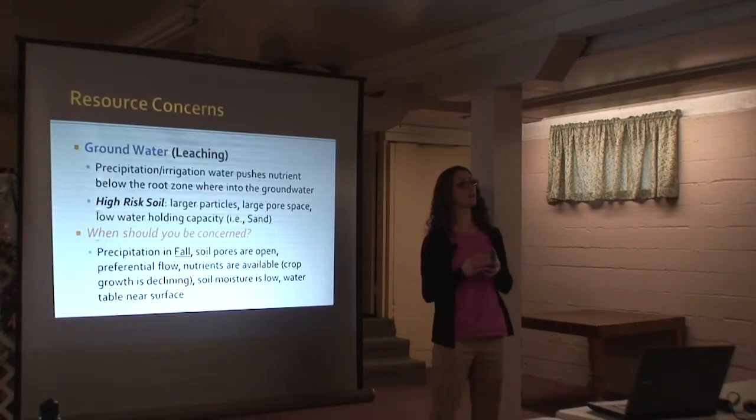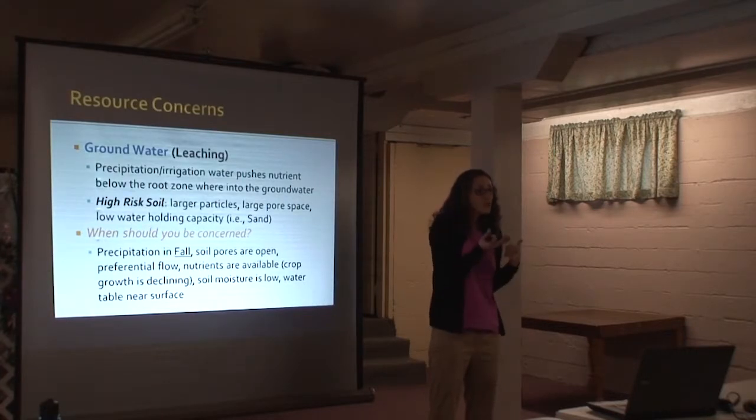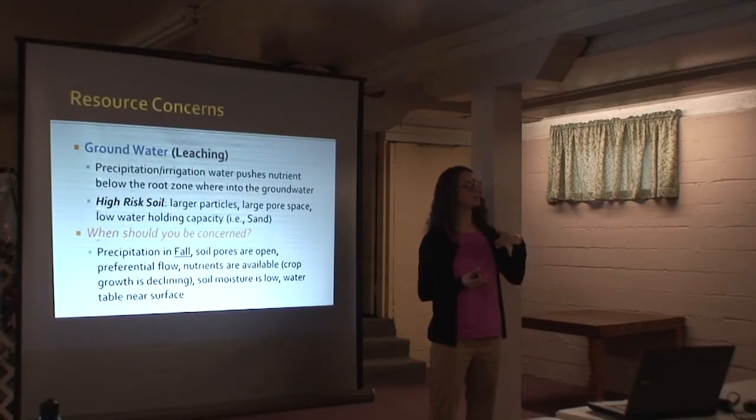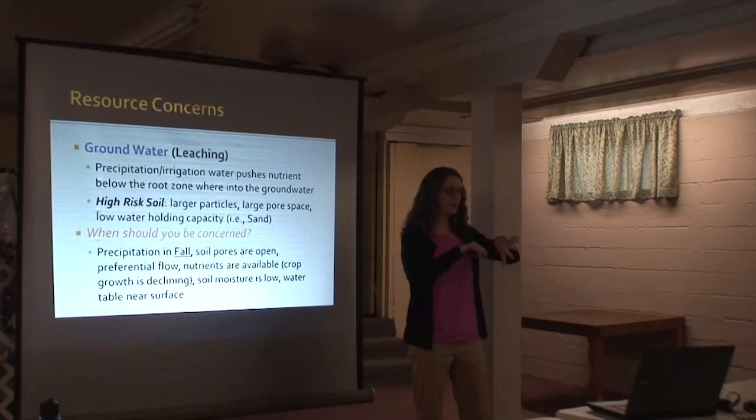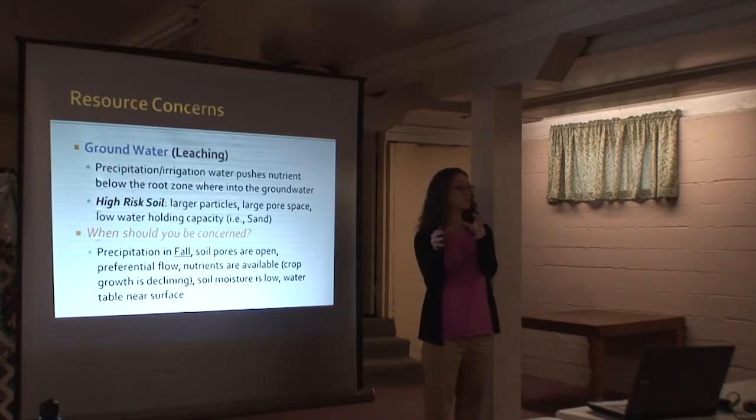This is also that fall time. Your crop growth is declining. You've either taken your corn off and your cover crop is slowly coming in, or at the end of the season for grass, it really starts declining after September in particular. The grass growth, we still get a little, but it's very, very slow. And so the availability of nutrients is there, particularly if you've put it on late in the season.